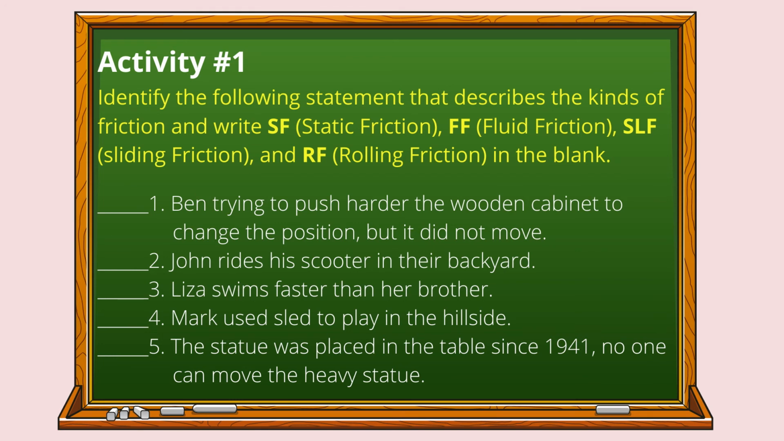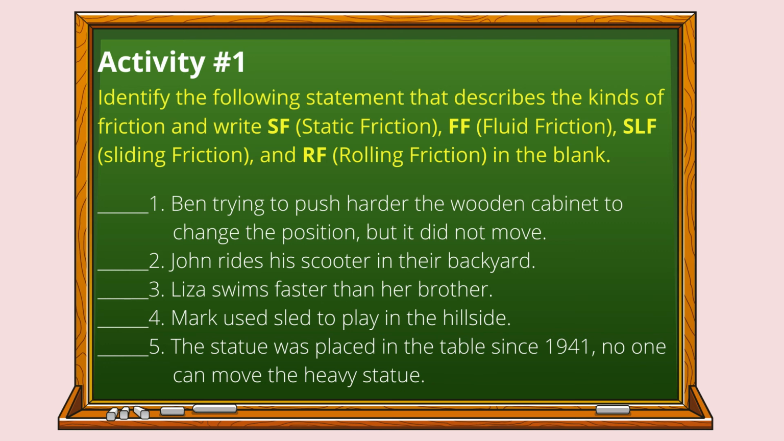Let's see if you learned something. Identify the statement that describes the kinds of friction and write SF for static friction, FF for fluid friction, SLF for sliding friction, and RF for rolling friction in the blank. Number 1. Ben is trying to push harder the wooden cabinet to change its position, but it did not move. Number 2. John rides his scooter in their backyard.